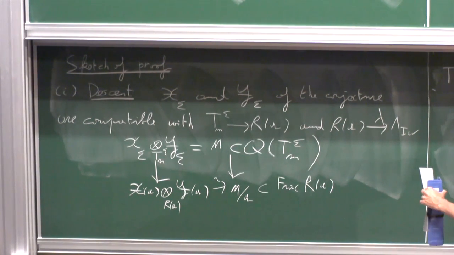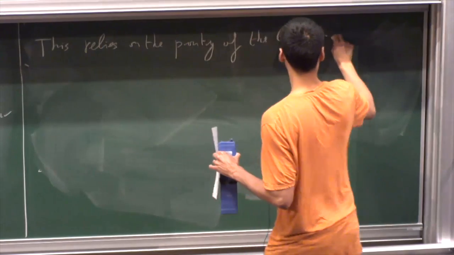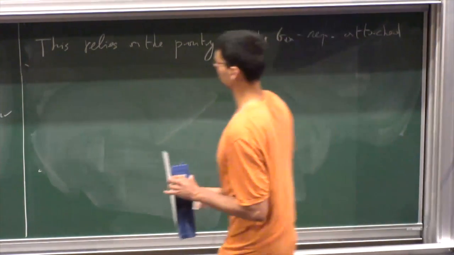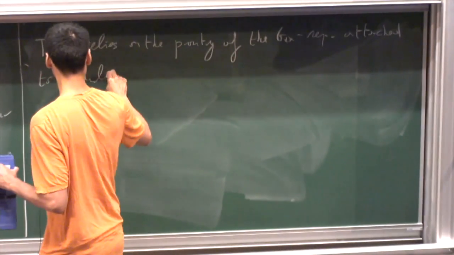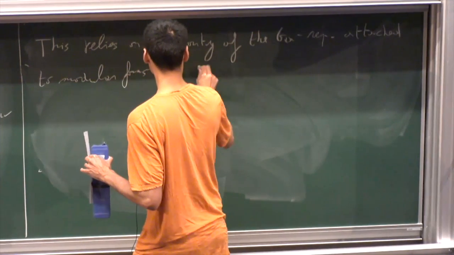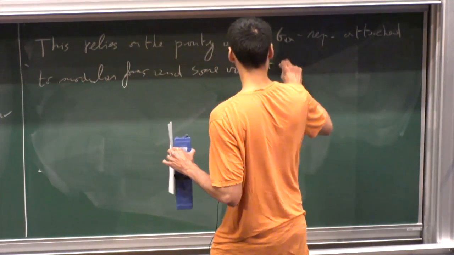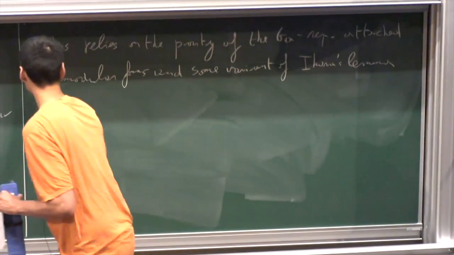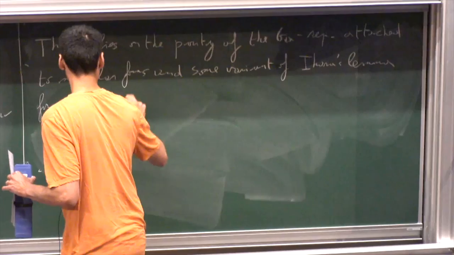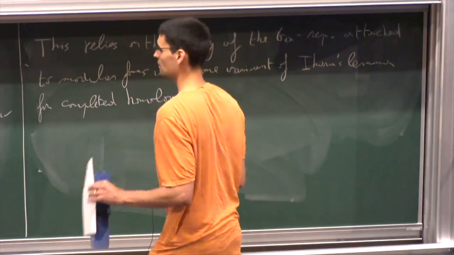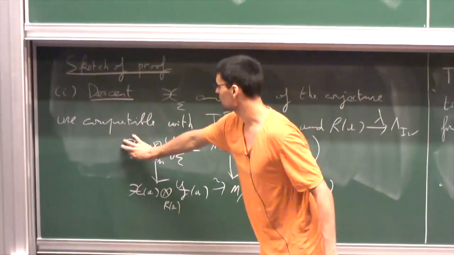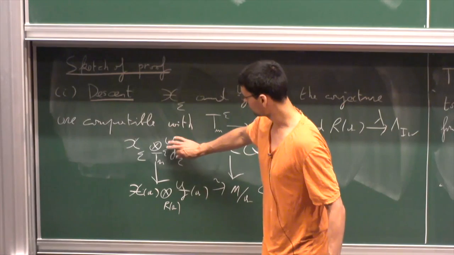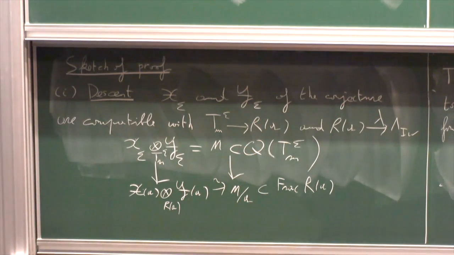Yep. So this relies on the purity of the Galois representation attached to modular forms. And some variant of Hiara's lemma for completed homology. Because if you recall, x sigma is something like a determinant of etale homology, y sigma is something leading in completed homology, and these are the tools used for the first step.